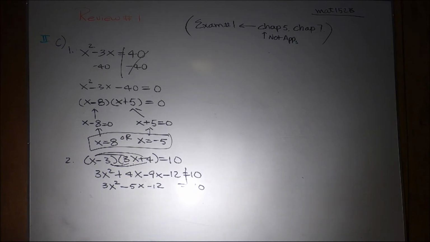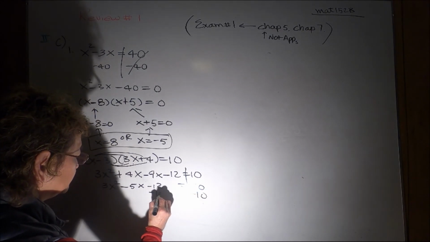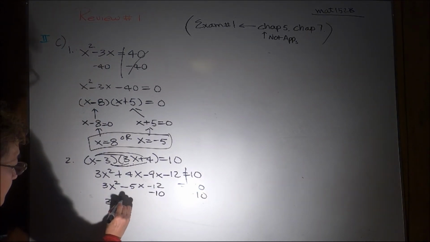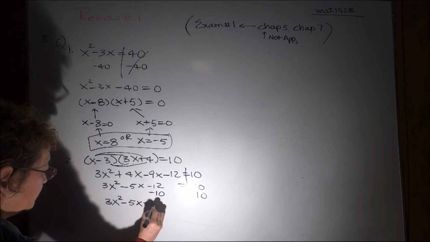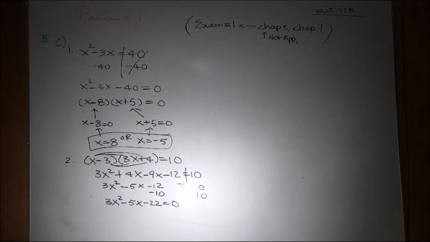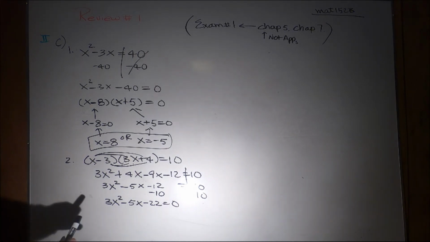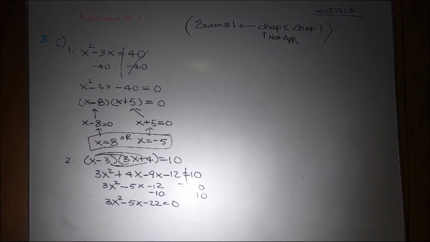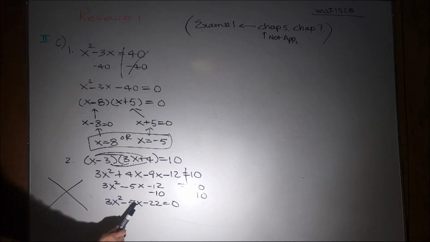Then what do we need to do? Write in standard form. So we do that. Do we have a standard form? It is a quadratic equation, trinomial. However, the leading coefficient is not 1, so we need to use what? AC method. What's your A? 3. What's your B? -5.